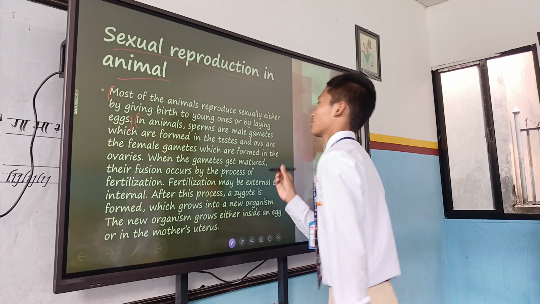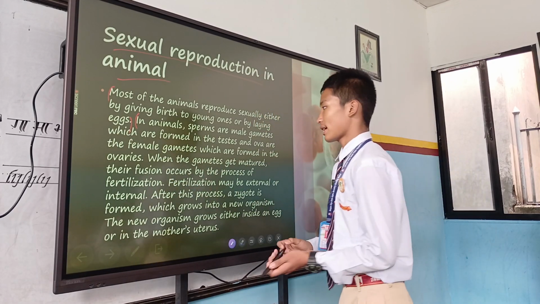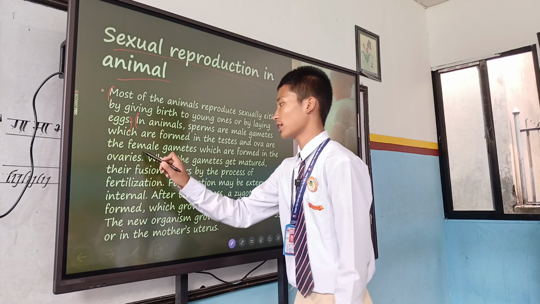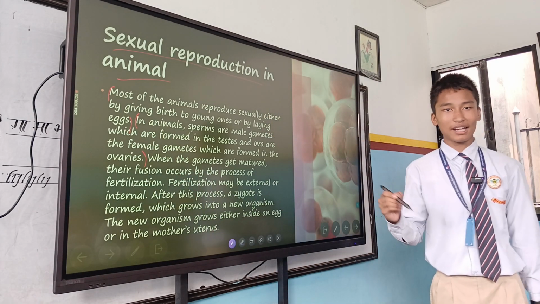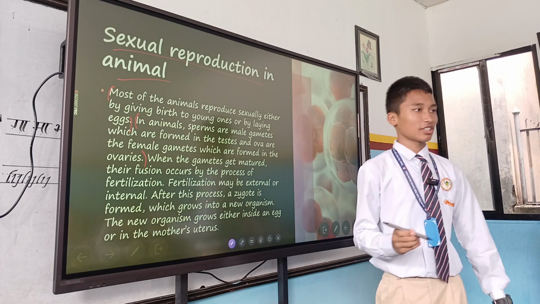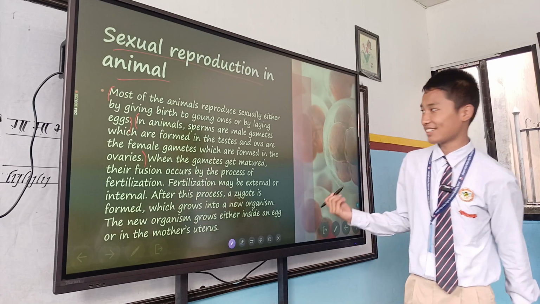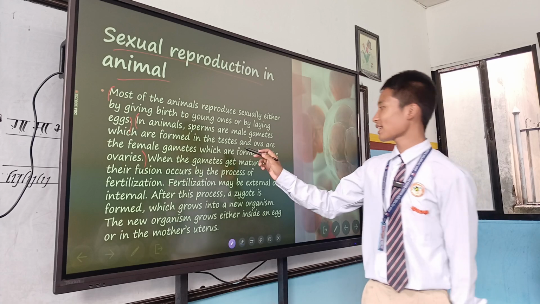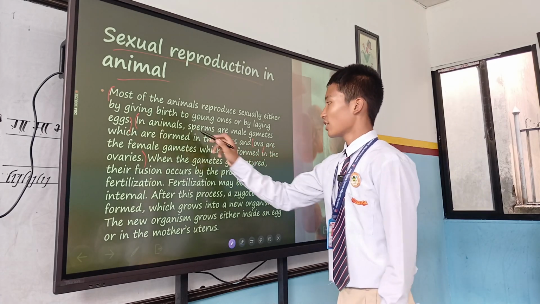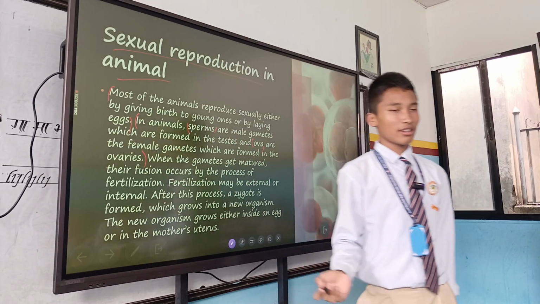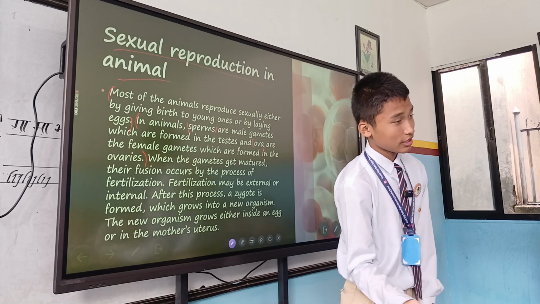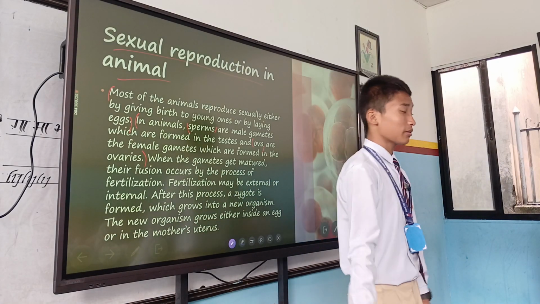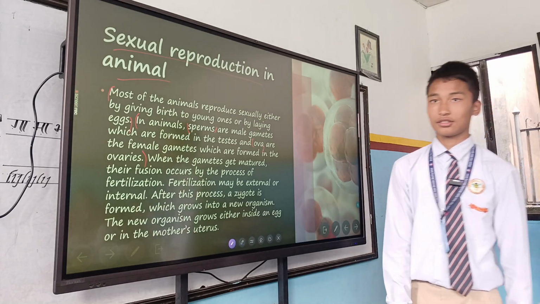In animals, sperms are male gametes which are formed in the testes, and ova are female gametes which are formed in the ovaries. Just like in plant reproduction, there are two different gametes, sperms and ova. Sperms are produced by the male reproductive organ called the testes, but the ova are produced by the female reproductive organ called the ovary.